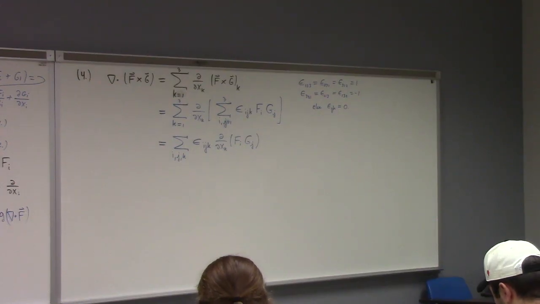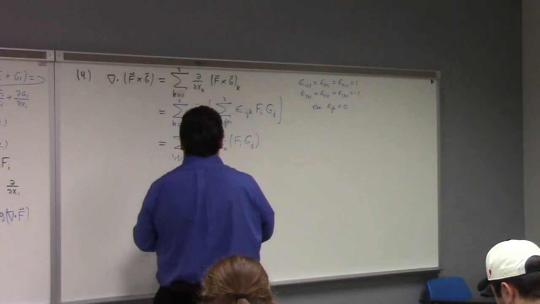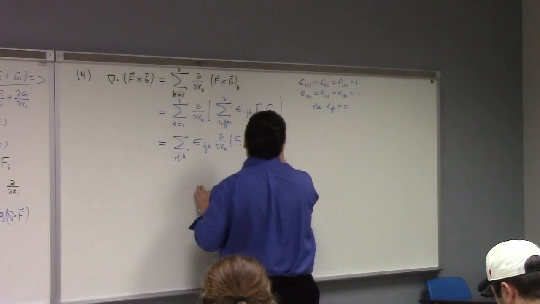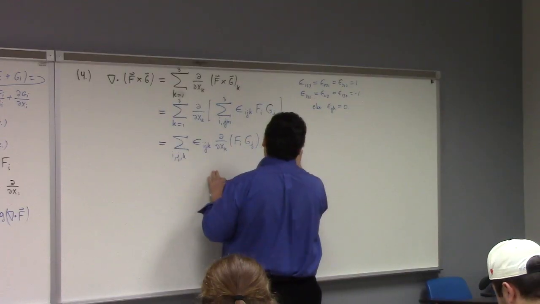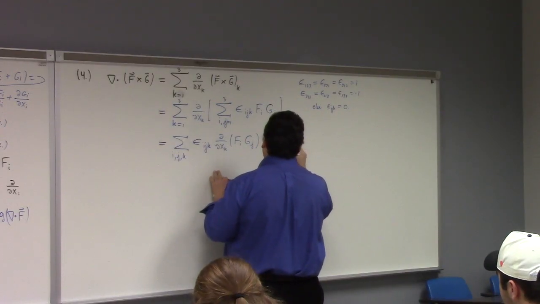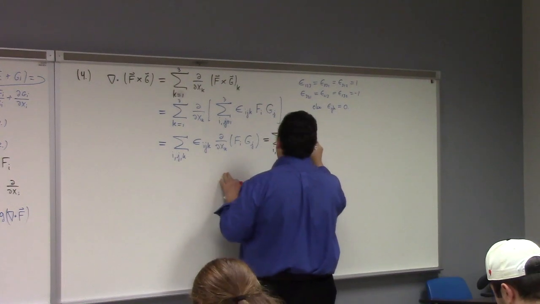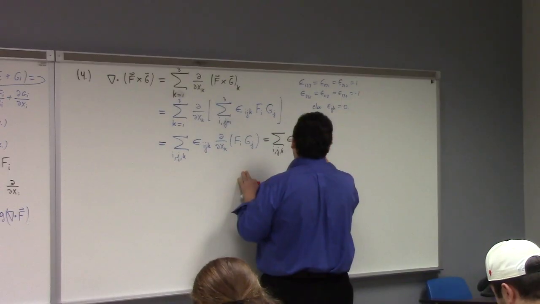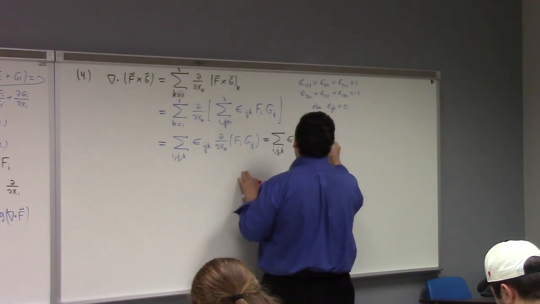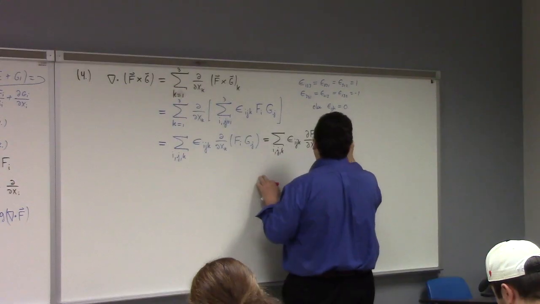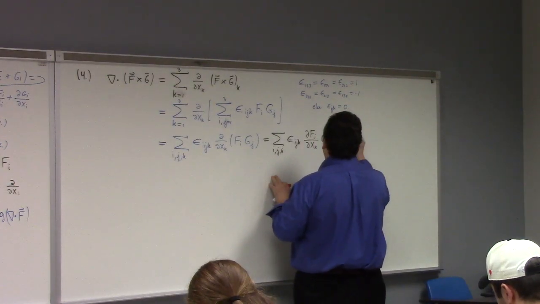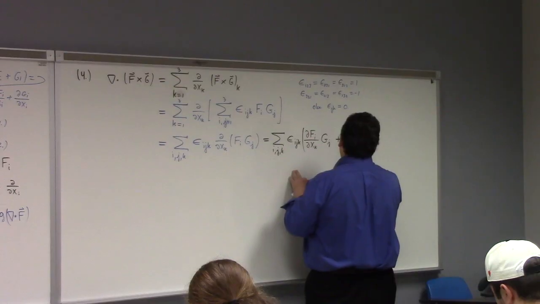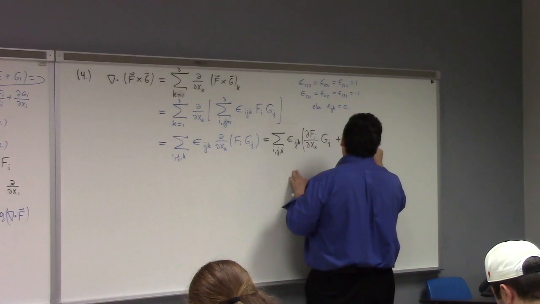But now we have the derivative of a product, so we can do the product rule. I'm going to do it up here, otherwise I'm going to run out of board space. So the sum over i, j, k, epsilon i, j, k, and then we've got partial f sub i with respect to the kth coordinate times g sub j, plus f sub i times partial g sub j, partial x sub k, like that.